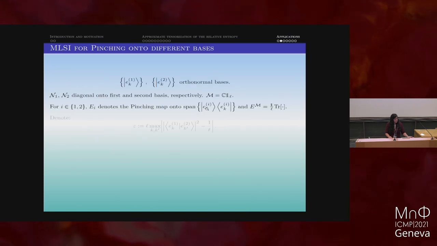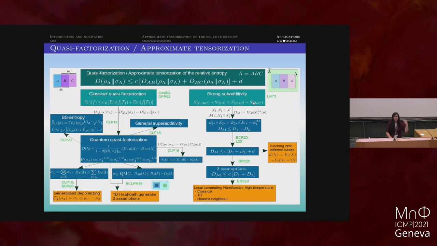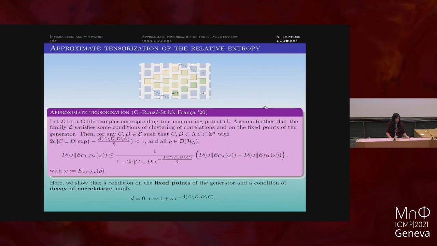For pinching onto different bases, what we do essentially is to consider, as before, a pinching, but now we do it into two different bases, and then we can prove an inequality of this form if we assume that the two bases are orthonormal between them. So we prove an inequality of this form, and this automatically allows us to prove the existence of an MLSI constant for the generator of this form here. As I said, this was subsequently applied to some other projects to obtain other results on MLSI, but I'm going to talk about this later in the conference, so I'm not going to mention it here.